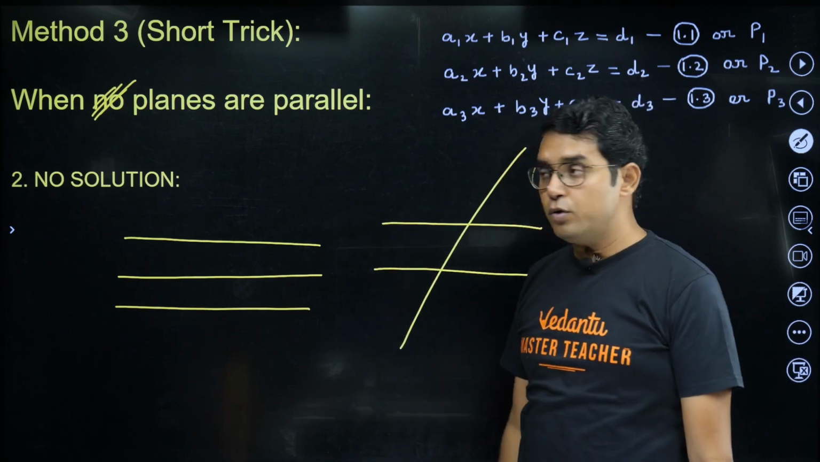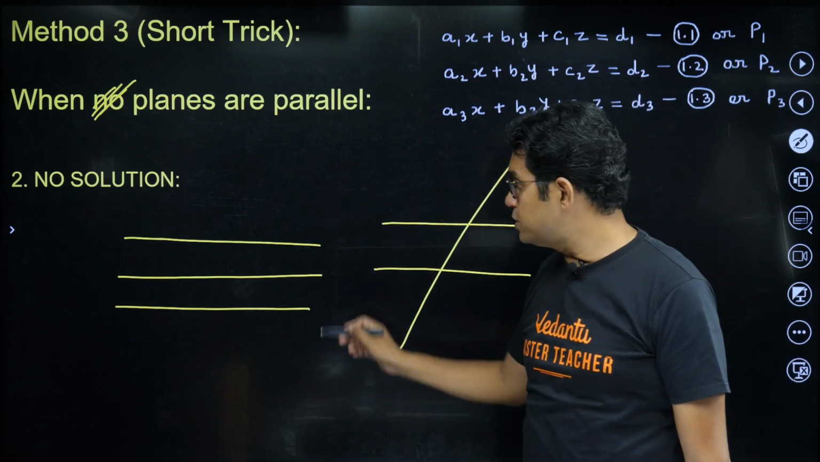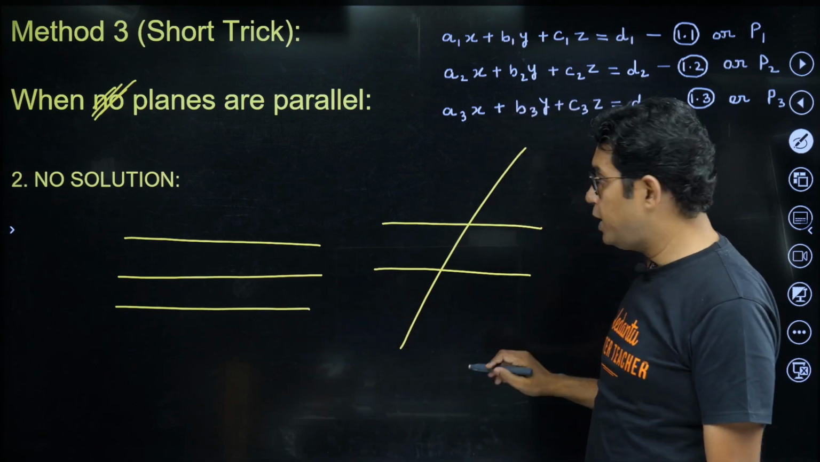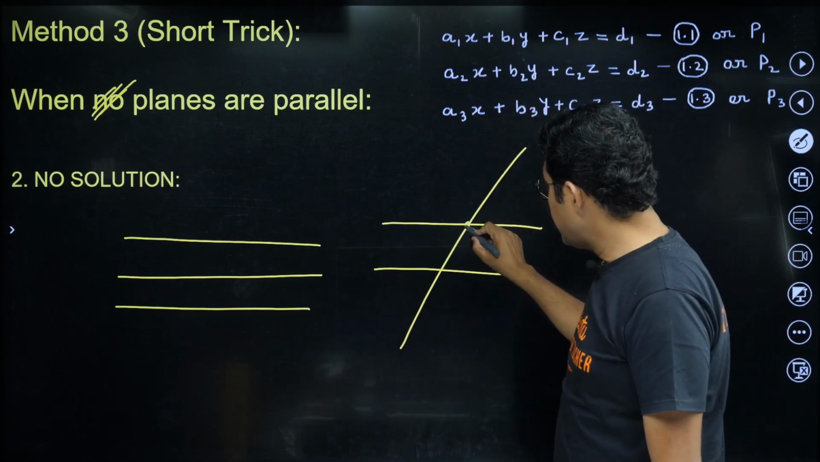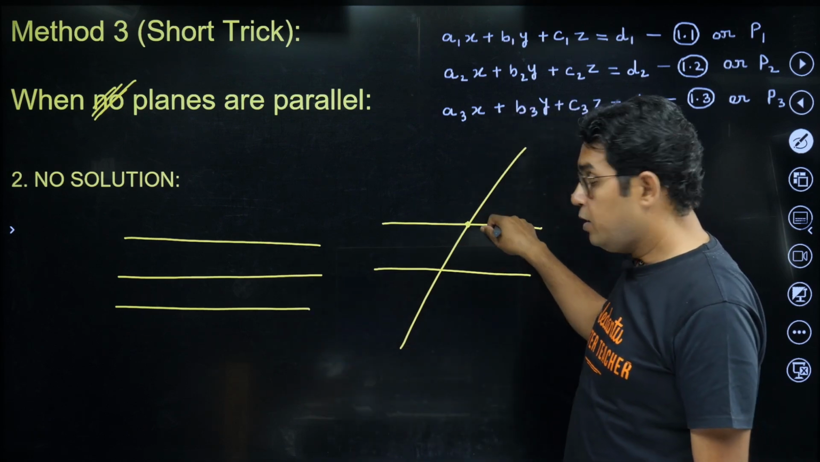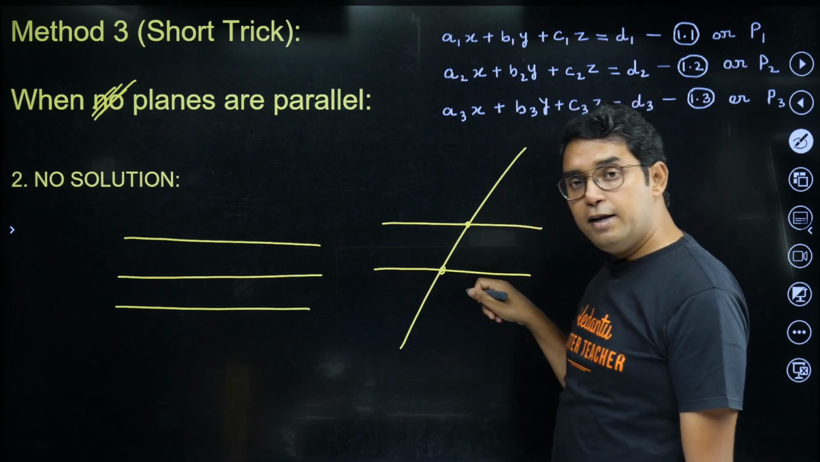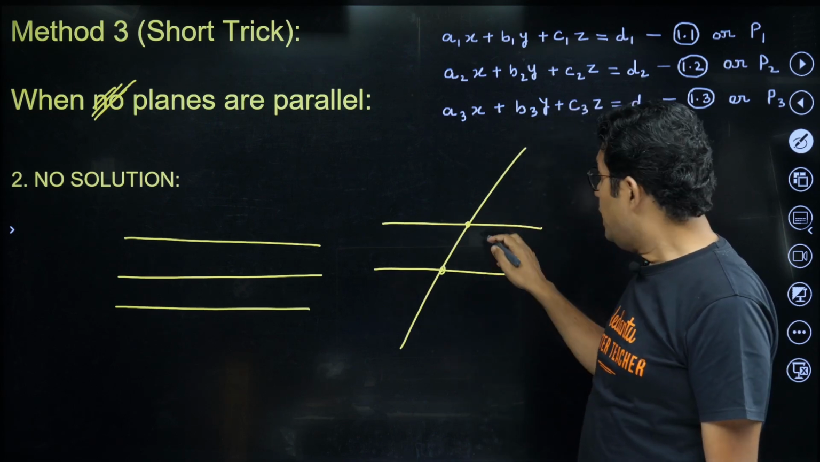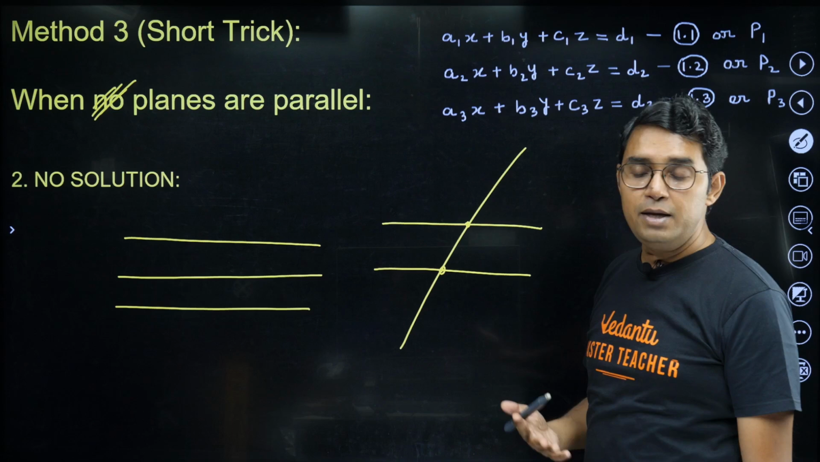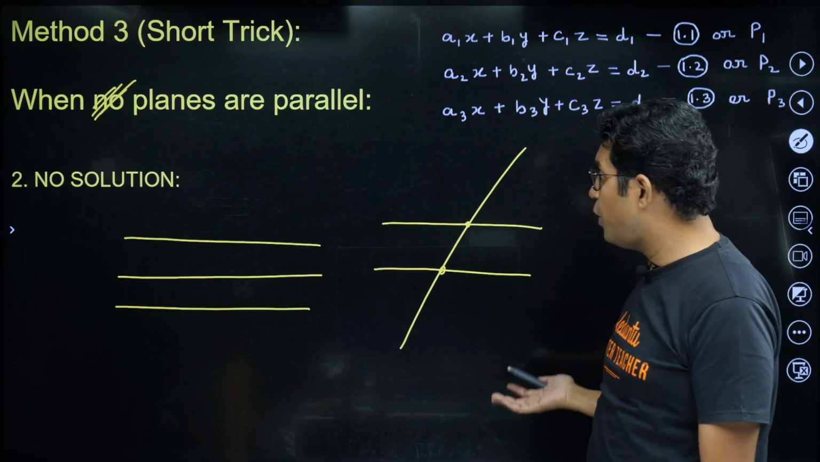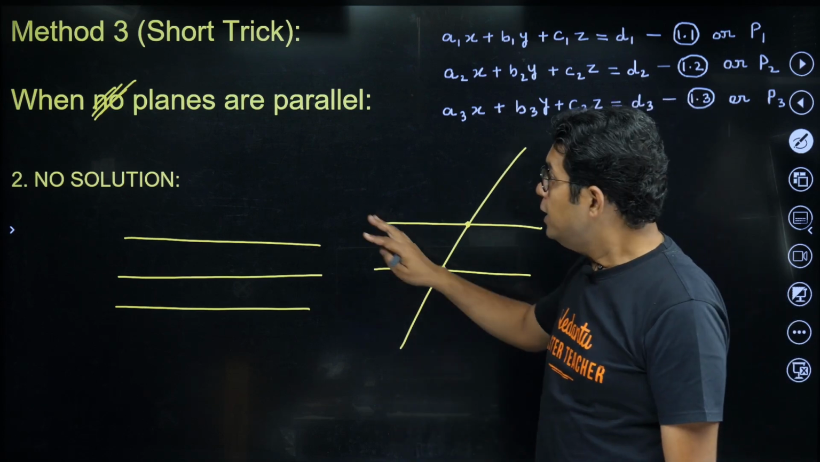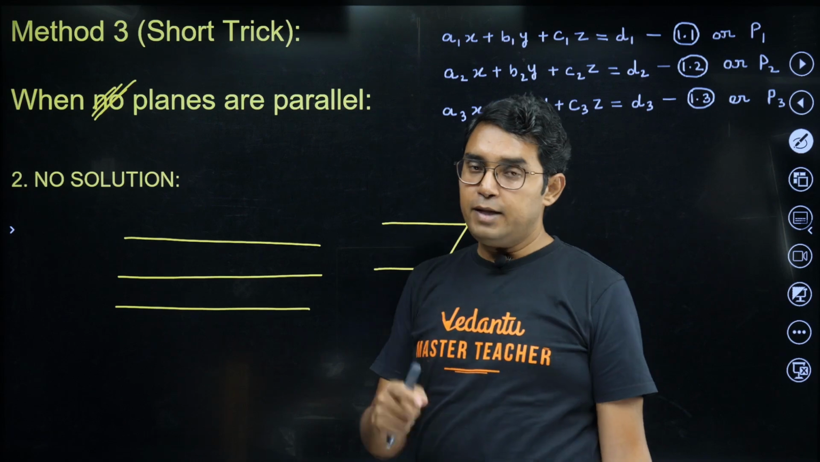In both the scenarios, you will not get any solutions. Here you cannot get, here also you cannot get. One plane with the second one will have an infinite line of intersection. Here also an infinite line of intersection, but these two lines will not meet each other at any point. So no solution.